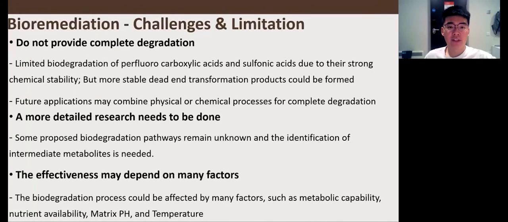Just like other remediation technologies, there are certain challenges and limitations for bioremediation. Firstly, it does not provide complete degradation. Therefore, the ideal application is to combine it with either chemical or physical processes to reach maximum efficiency. Also, more detailed and accurate experiments need to be done to fully understand the PFAS biodegradation pathways. At the current stage, many pathways are being proposed and need to be identified before being put into practical use. Besides, bioremediation can be significantly affected by many factors, such as metabolic and nutrient availability, matrix pH, and temperature.